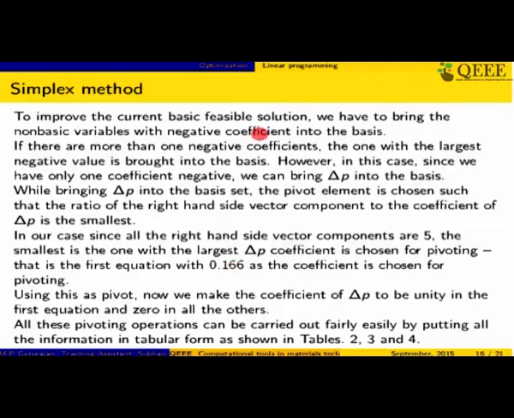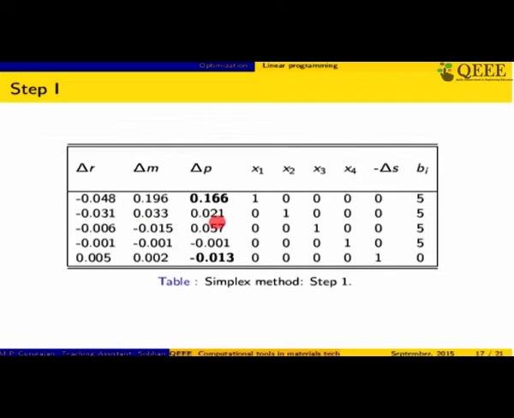Okay, so these operations are understood far more easily by putting it in the table format. So delta R, delta M, delta P, these are the coefficients. These are the slack variables that I introduced, x1, x2, x3, x4, and the minus delta S has the coefficient of 1, and the bi values are 5, 5, 5, 0.